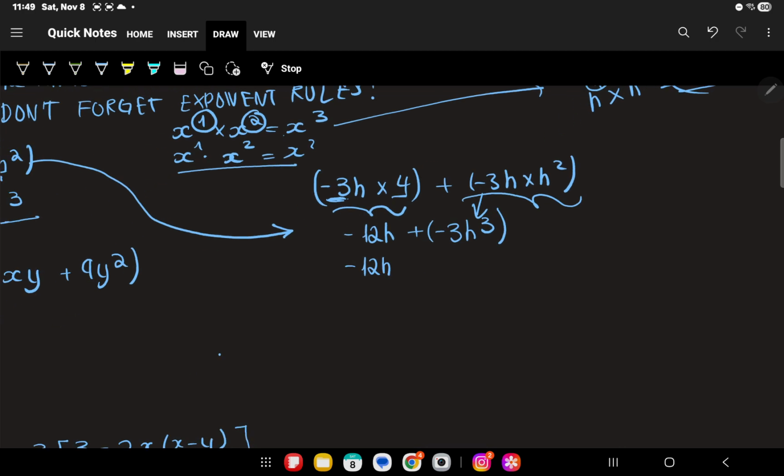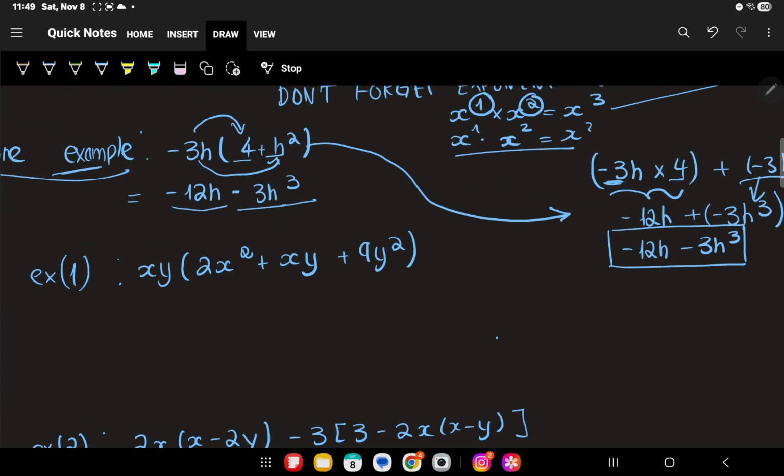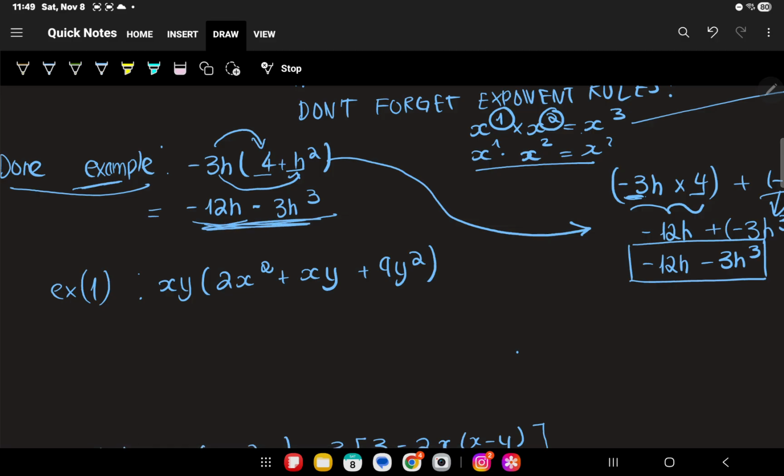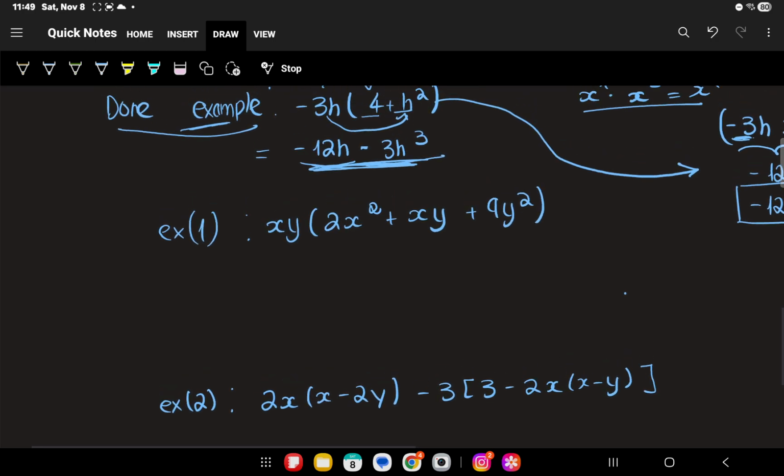So if you guys learned last unit about integers, you might have remembered that when positive times a negative, it gives you a negative. Okay, good. Okay, so this is your final answer. Okay, this is more of a detailed breakdown, and this is more simple if you understand it quickly. Okay, let's do an example here.